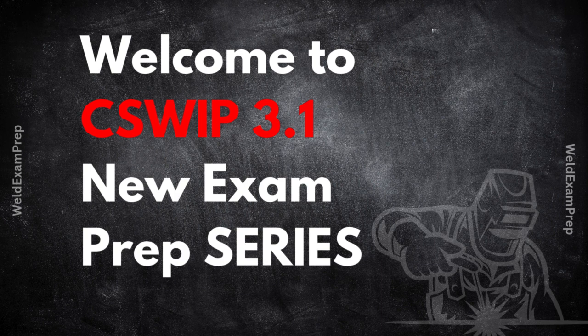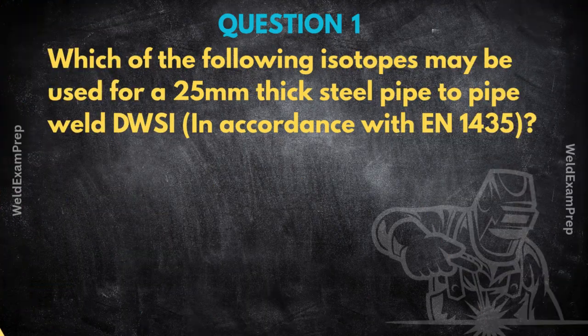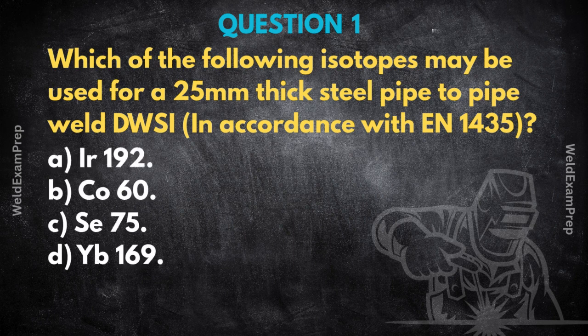Our first one focuses on industrial radiography. Okay. So picture this. You're inspecting a weld, 25 millimeter thick steel pipe, pipe-to-pipe weld. You're using the DWSI technique, double wall, single image. And it's according to EN 1435. Got it. Standard scenario. So which isotope would you use? Is it A, Ir 192, B, Co 60, C, Al 75, or D, Yb 169?